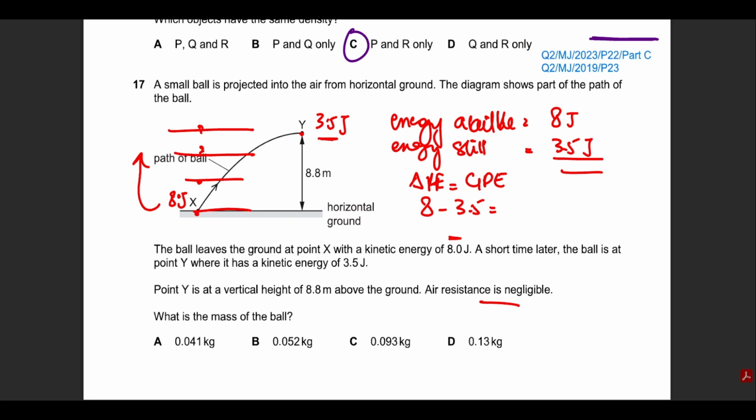He hasn't given us the mass. We were supposed to find the mass. So m into 9.81 into the height gained against gravitational attraction is 8.8. So the mass in this question comes out as 0.0521 kg, which should be option B. Yeah, that's right.